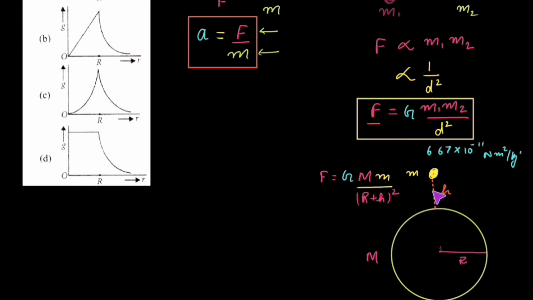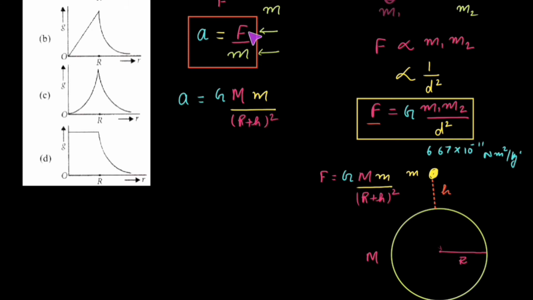And now if we want to calculate the acceleration of this particle due to its force, because we have just learned about the acceleration from Newton's second law, if there is a force acting on any object, there will be an acceleration. Due to this force on this object, there will be an acceleration on this object. So we have to find out that acceleration. So that acceleration, A, would be equal to the force, and the value of this force is capital G into capital M into small m divided by r plus h whole square.